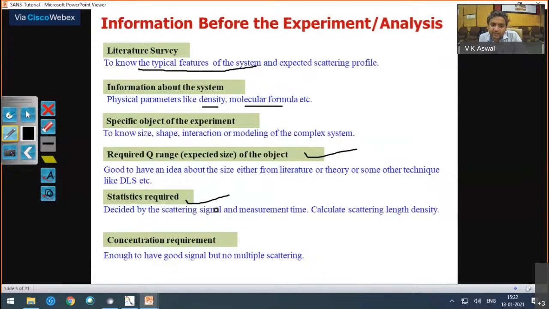The signal should be good. If there is a lot of noise, it will be very difficult to do the model fitting. In fact, it is very difficult to do model independent data analysis, because at that time inverse Fourier transformations are very difficult and there will be a lot of artifacts. But even in the case of model dependent data analysis, the scattering signal should be appropriate to obtain different parameter contributions. And we have to ensure that the signal is coming from the sample, and there is no multiple scattering. So choice of concentration is another crucial parameter.